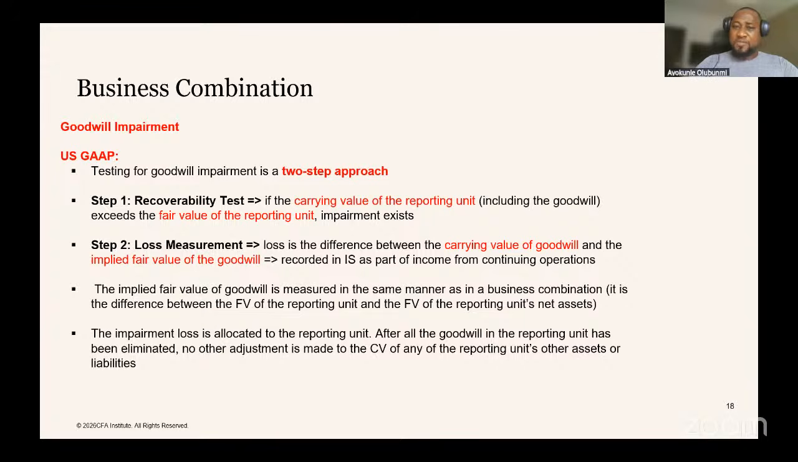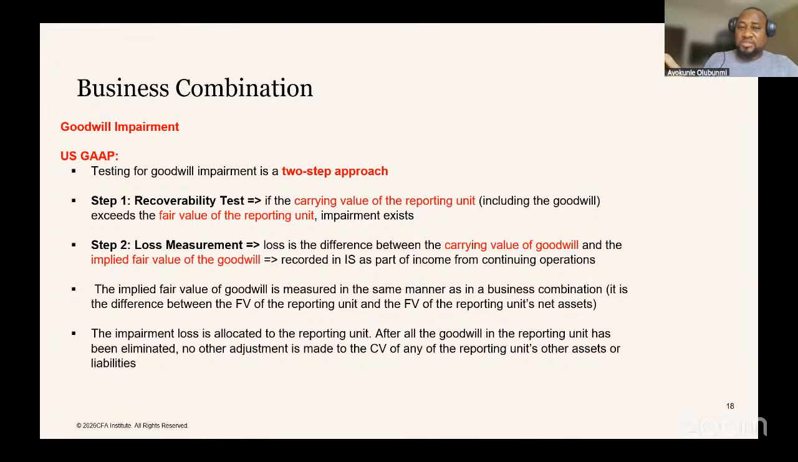So for the recoverability step, the first thing we do is to compare the carrying value of the reporting unit with the fair value of the reporting unit. If the carrying value is lower than the fair value of the reporting unit, that means it's not impaired. We don't proceed, we don't do any loss measurement. However, if the carrying value is higher than the fair value, then we can say that there is an impairment, and we now proceed and do the loss measurement.